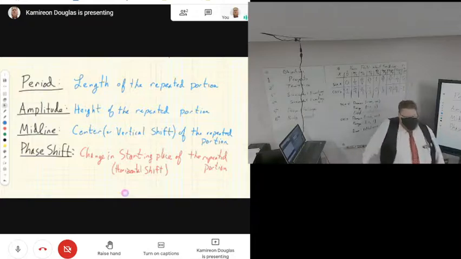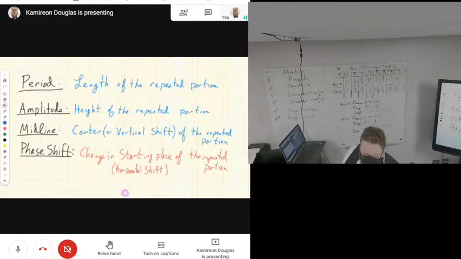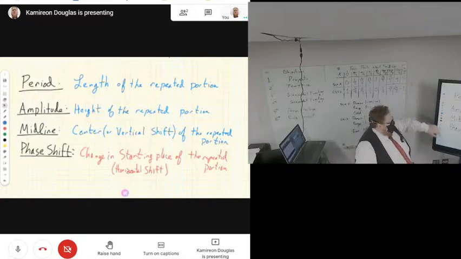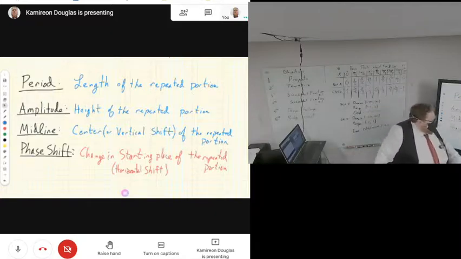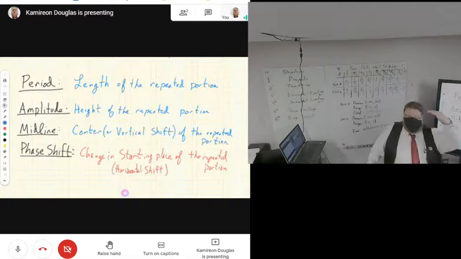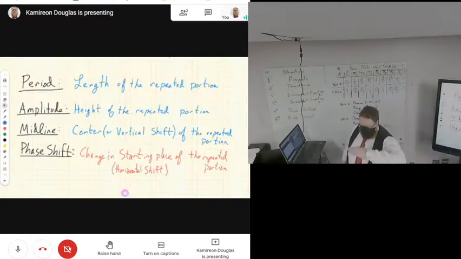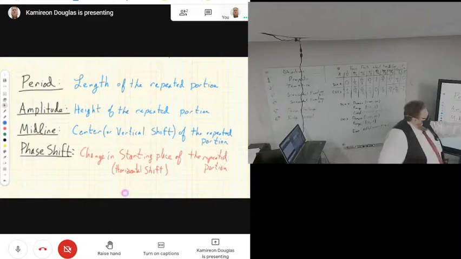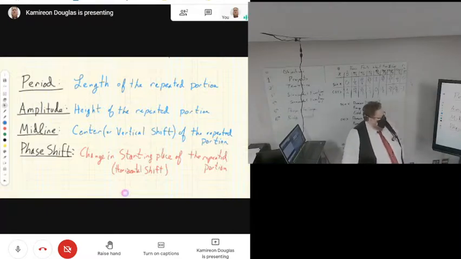If you're a music person, amplitude, amps, they're related to each other. The higher the amplitude, the higher the amps, the louder the music is. The midline is the center or vertical shift of the repeated portion, how much has been moved up or how much has been moved down from the center of the graph. So if it is normally centered on the x-axis, and it's up from the center, we'd say it has a higher midline. If it's below the center, we'd say it has a lower midline.